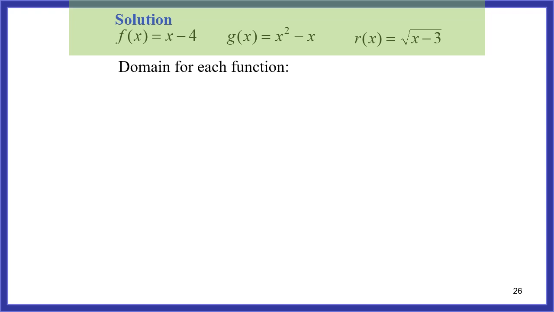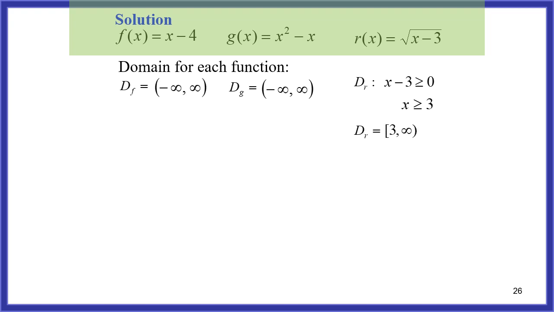For the domain of each function, if we find them respectively, f(x) will have the domain negative infinity to infinity. How about g(x)? The domain also will be from negative infinity to infinity. The domain for r is where everything inside the square root should be more than or equal to 0. So x minus 3 is more than or equal to 0, so x should be more than or equal to 3. So the domain is from 3 to infinity. Now we have the domain for each function.